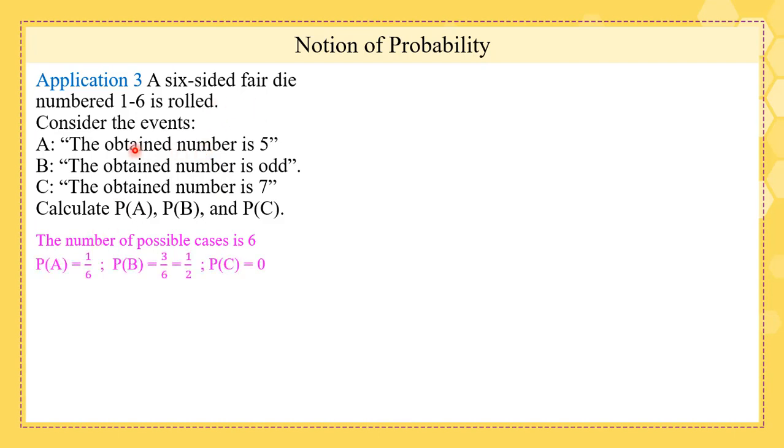P of A, the obtained number is 5. In fact, we have only one 5 among the numbers from 1 to 6, so it would be 1 over 6. B, the obtained number is odd. In fact, we have 3 numbers which are odd from 1 to 6. And C, the obtained number is 7. We don't have any 7, so P of C is going to be 0 because C is an impossible event.